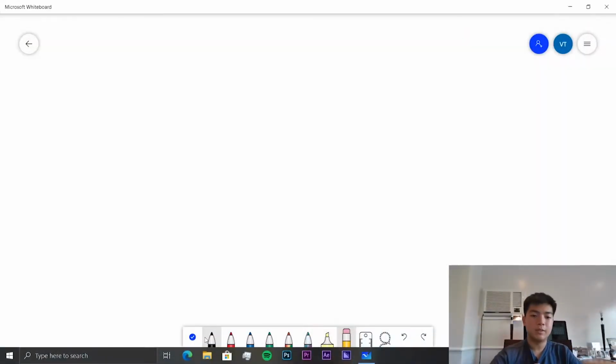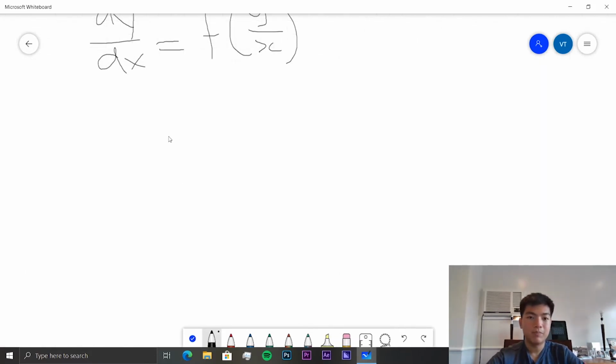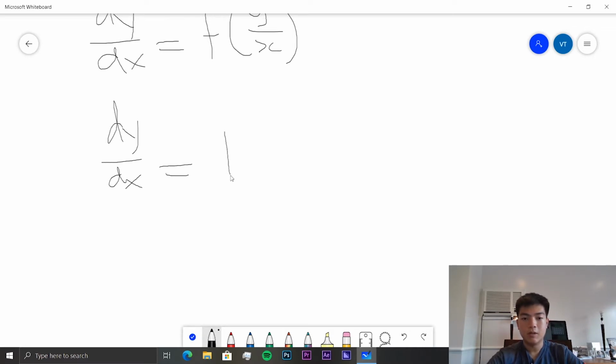So, what is a homogeneous differential equation? It's a differential equation that can be expressed in terms of dy over dx is equal to a function of y over x. And this is important because let's take a look at something that can be expressed in this form. Let's try and solve dy over dx is equal to 1 plus y over x, which would be impossible to solve with any of the current methods.